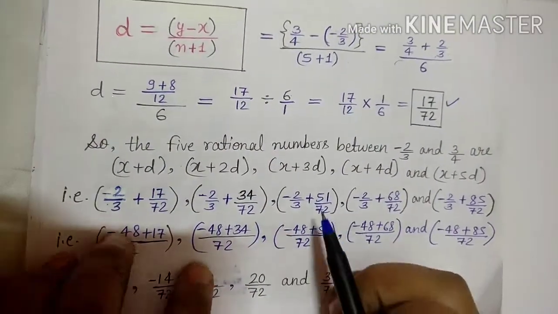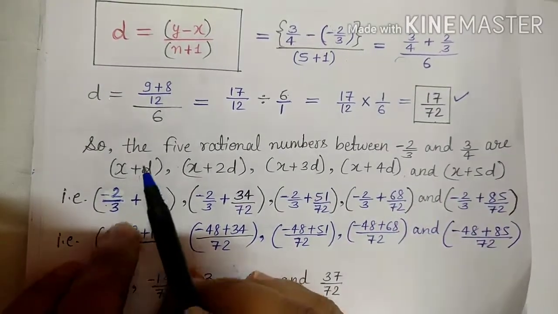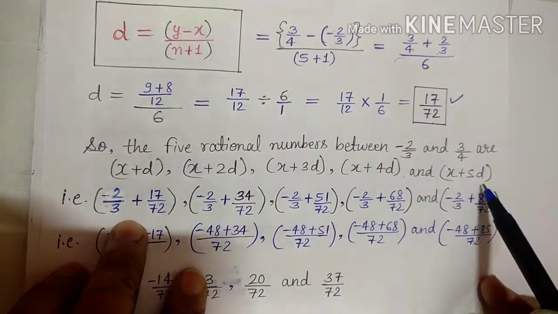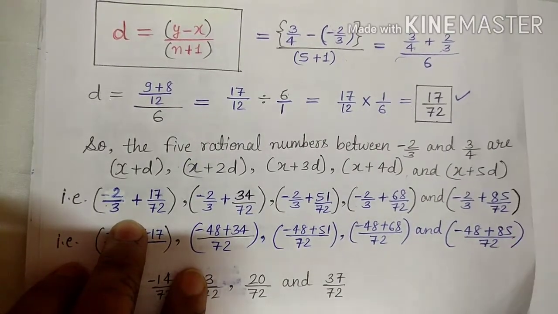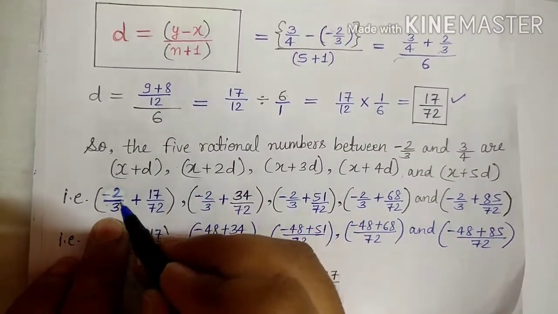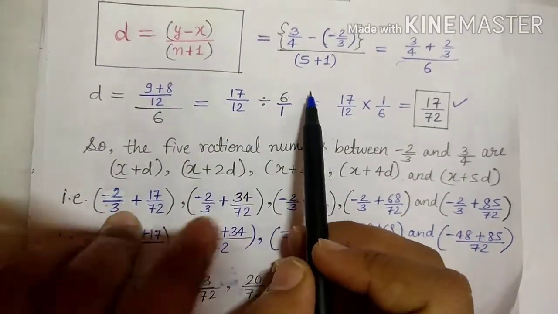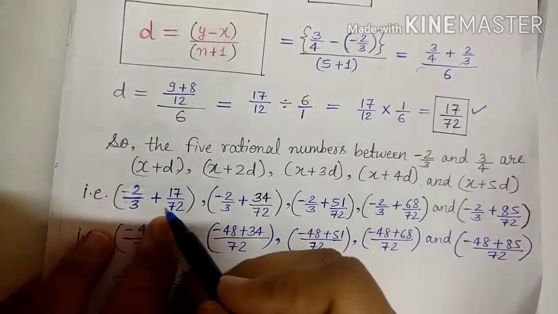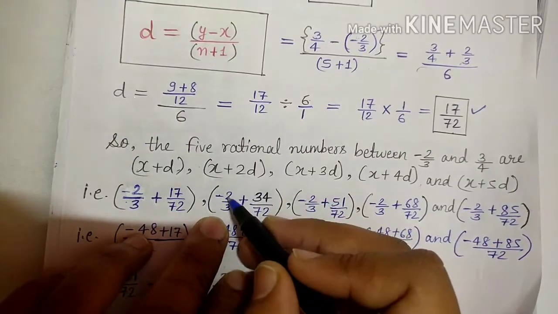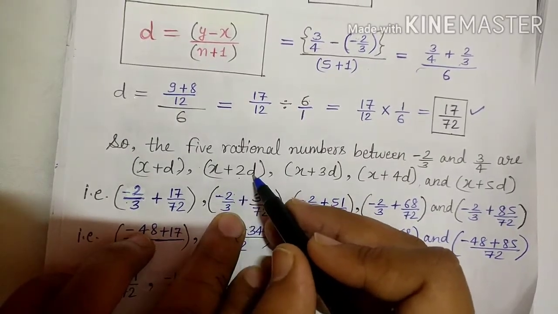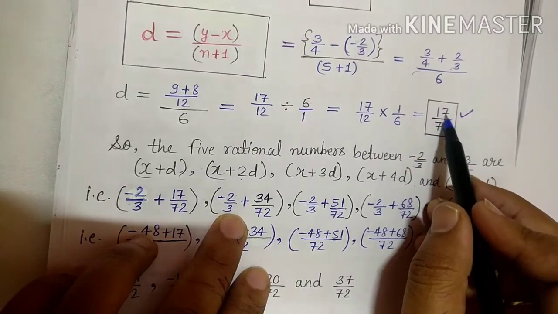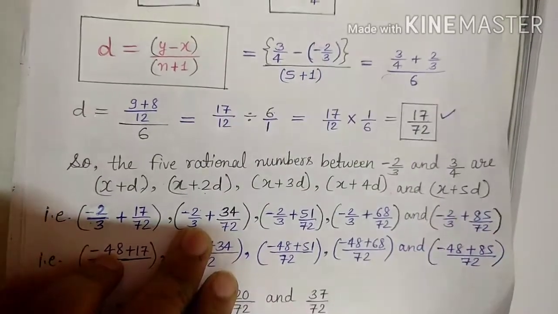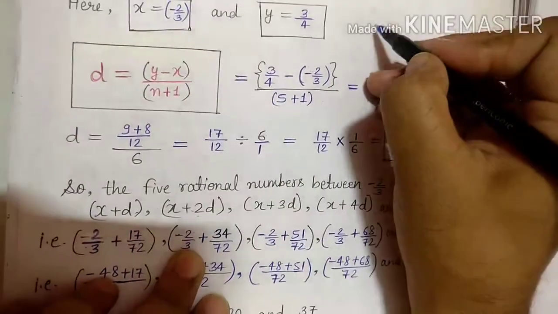So the 5 rational numbers between minus 2 upon 3 and 3 upon 4 are x plus d, x plus 2d, x plus 3d, x plus 4d and x plus 5d. If they had asked for 6, then we could write x plus 6d also. Now what is our x? Minus 2 upon 3, as we have already found. So minus 2 upon 3 plus d, and we have found d as 17 upon 72. Again, x plus 2d: minus 2 upon 3, and what is 2d? 2 multiplied by d, or 17 2s are 34. You can understand it in this way also. Just pay attention here, 2d.